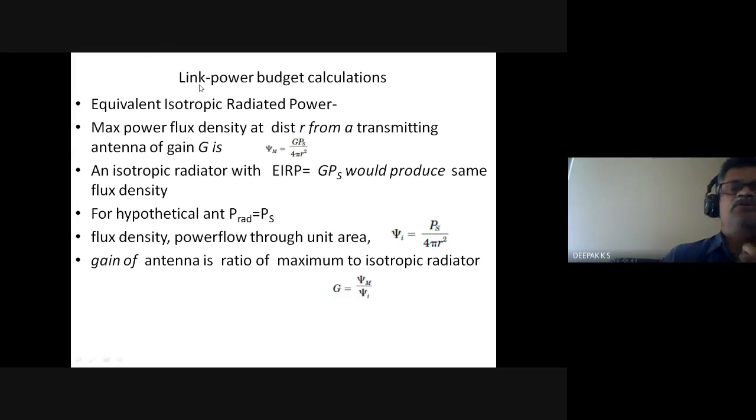So we need some basic definitions here. One is EIRP, effective isotropic radiated power. We need to define that. But before that, we need an expression for power flux density. Power flux density, M is maximum, so the maximum power flux density at a distance R from a transmitting antenna of gain G.